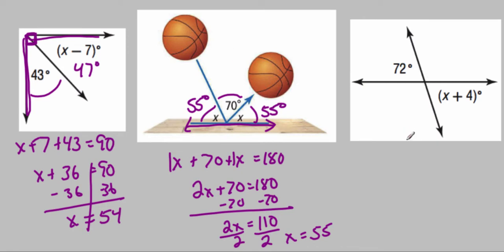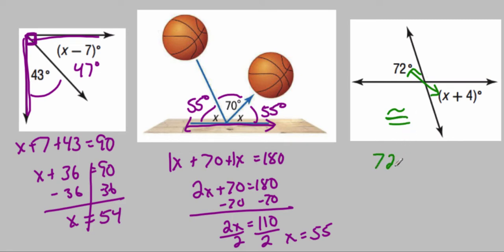Next one's a little different. I threw this one in here to make sure we're paying attention. Notice these two angles aren't next to each other. They're not adjacent, so they can't be complementary, they can't be supplementary. They're directly across from each other at the intersection of two lines. Well, if you remember from our other lesson, two angles that are directly across from each other are called vertical angles, and we know that vertical angles are congruent to each other, or in this case, equal to each other.